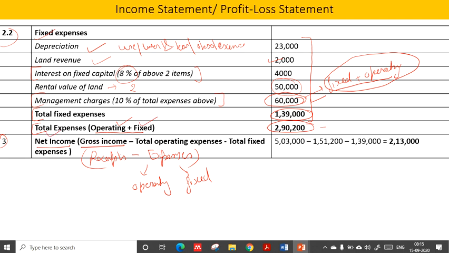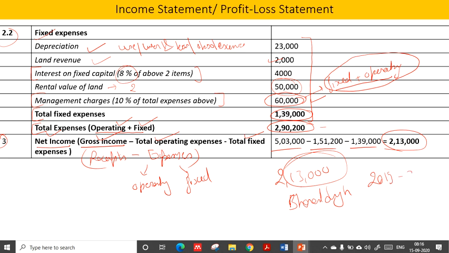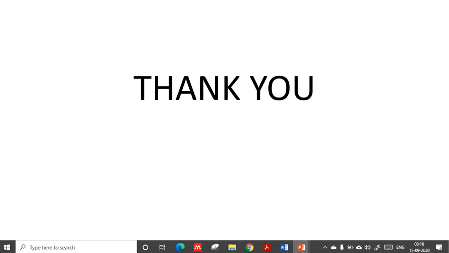Now net income becomes gross income minus total operating expenses minus total fixed expenses: 5,03,000 minus 1,51,200 minus 1,39,000. The value becomes 2,13,000 rupees. So in the last 1 year he has made this much income. Who has made it? Bharat Singh, in the year 2019-20. I think this will be all.